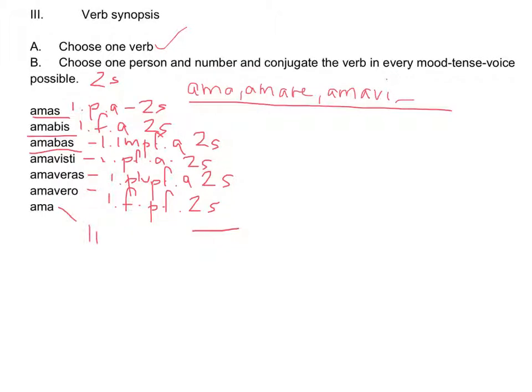This is the indicative future perfect, second person singular. And this is the imperative, that's a different mood, present active, second person singular, because the imperative only comes in the second person singular.